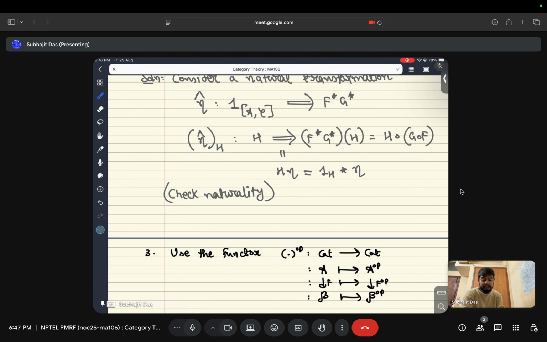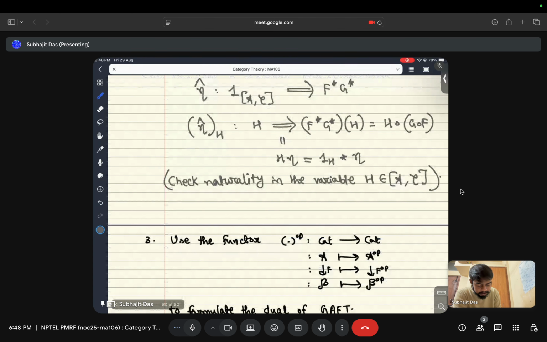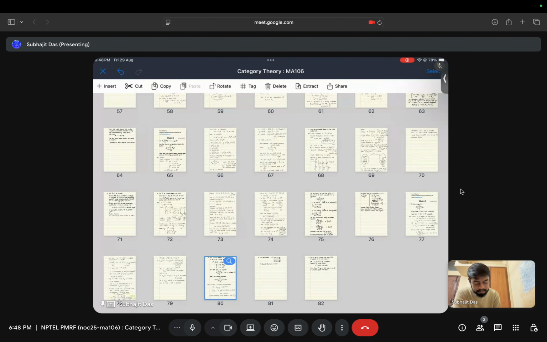You have seen this. You also need to check naturality of this. That is, eta hat at H is natural in the variable H, or rather eta hat, defined from this functor to this functor, is a natural transformation of functors. So check naturality, and to be very explicit, check naturality in the variable H in the functor category from A to C. Again, the claim is that this will be the unit of your adjunction.